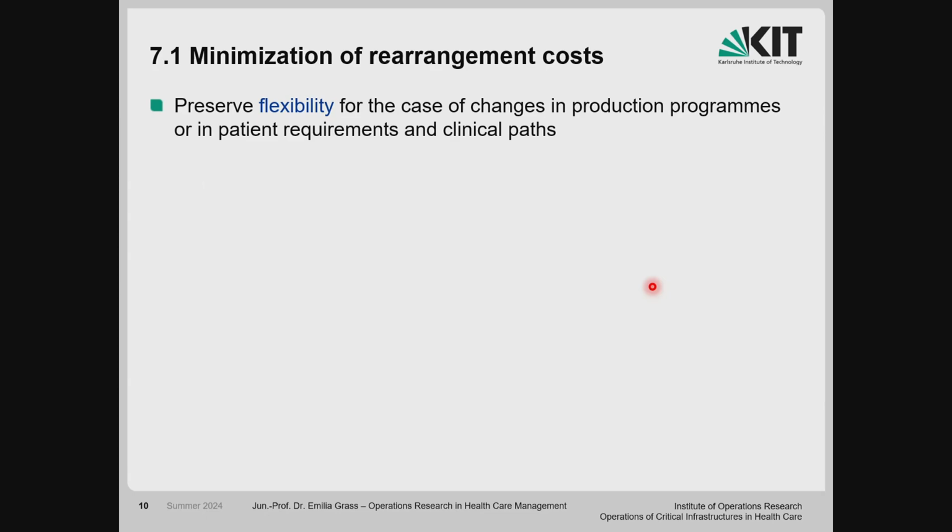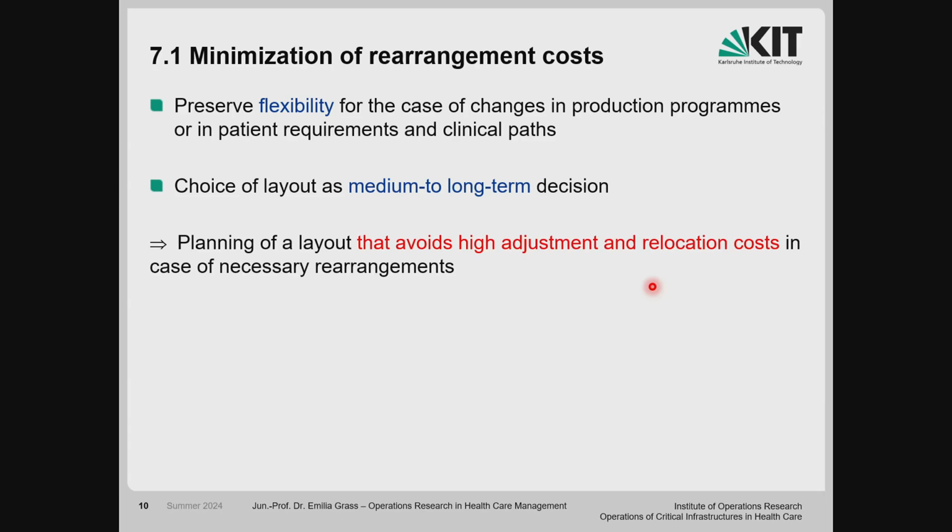So during Corona, for instance, they closed several departments and moved only Corona patients into them. Okay, so they simply reserved all the departments that were not life-threatening for Corona patients. So that means medium to long-term decisions, and we want to avoid high adjustment and relocation costs, of course, okay?